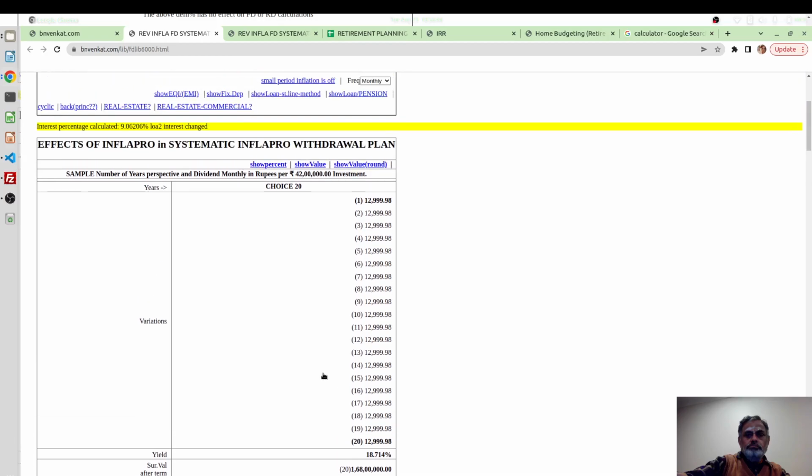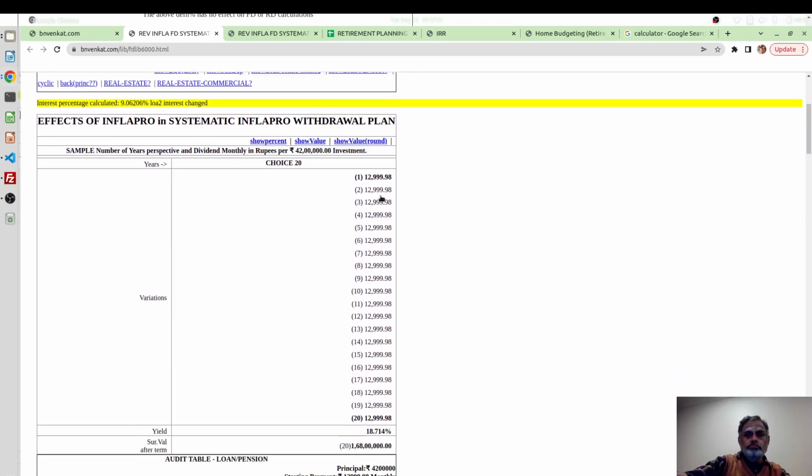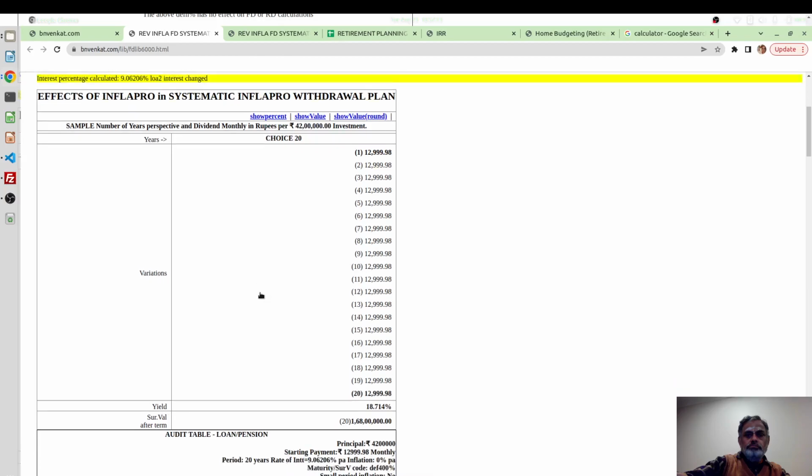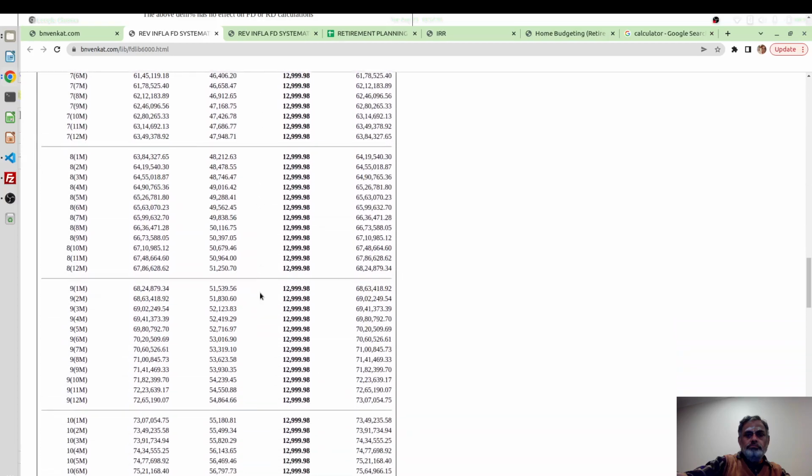At the end of 20 years, the value rises to 4 times, that is from 42 lakh to 1.68 crore. Now, the internal rate of return has been calculated as 9.06%. This portion is shown in the input menu here, and this portion of the table is shown in the screenshot. It has got the RD table also.